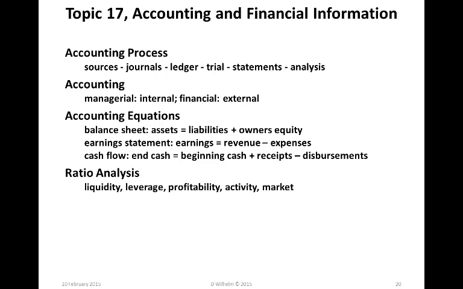Three main accounting statements are the balance sheet, the earnings statement, and cash flow statements. There are others. Each has an equation. The balance sheet, assets equals liabilities plus owner's equity. Earnings statement, earnings equal revenue minus expenses. Cash flow, end cash equals beginning cash plus receipts minus disbursements.